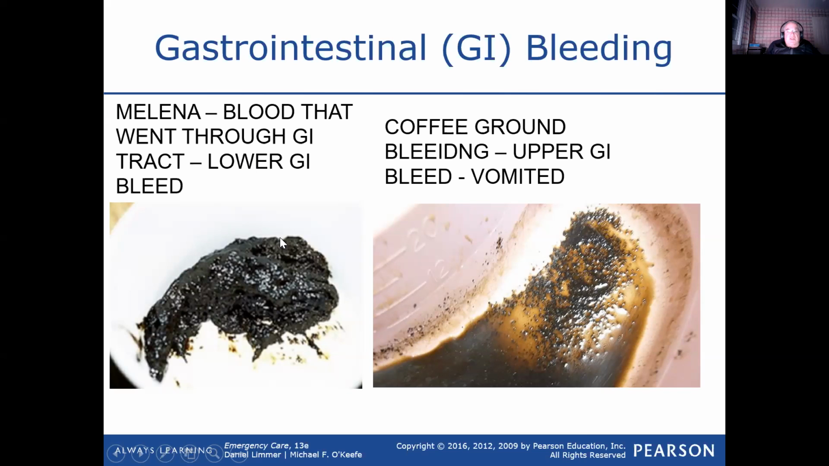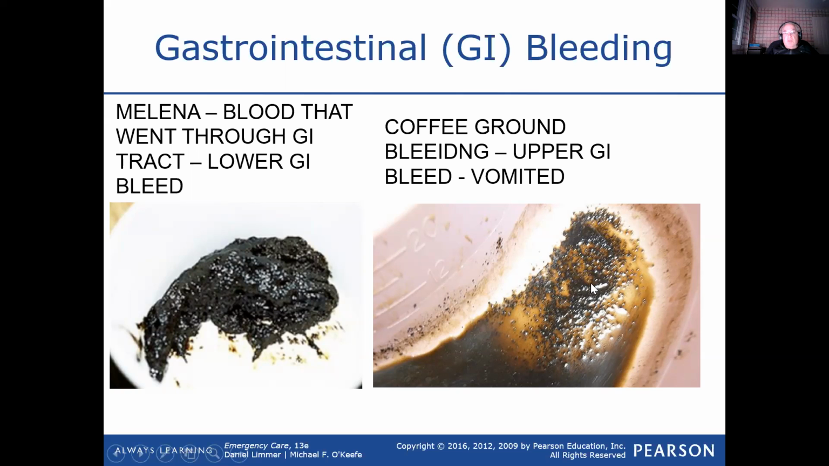Melena, okay, is when somebody's having bleeding from the lower part of it, but it's not as fresh. In other words, it's a little older, and it's mixed with the food and the digestive enzymes. So it basically looks like a very black tarry type of stool that comes out, okay? And then old bleeding, old blood, I should say.